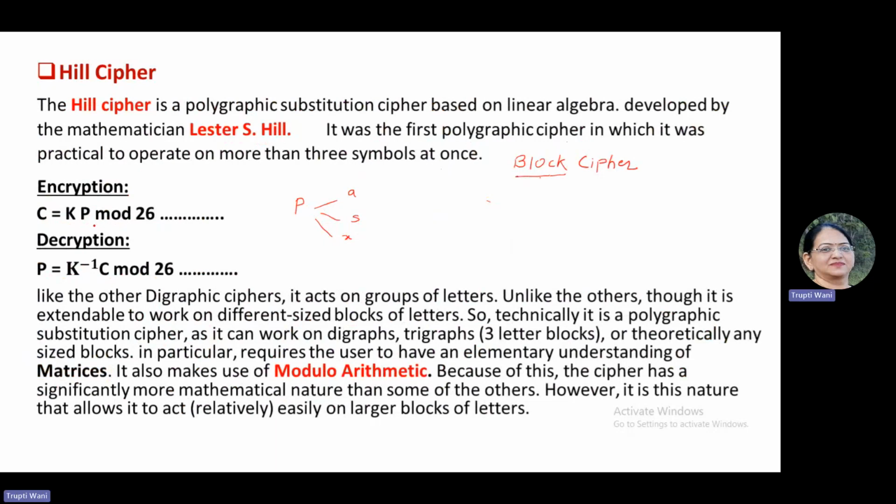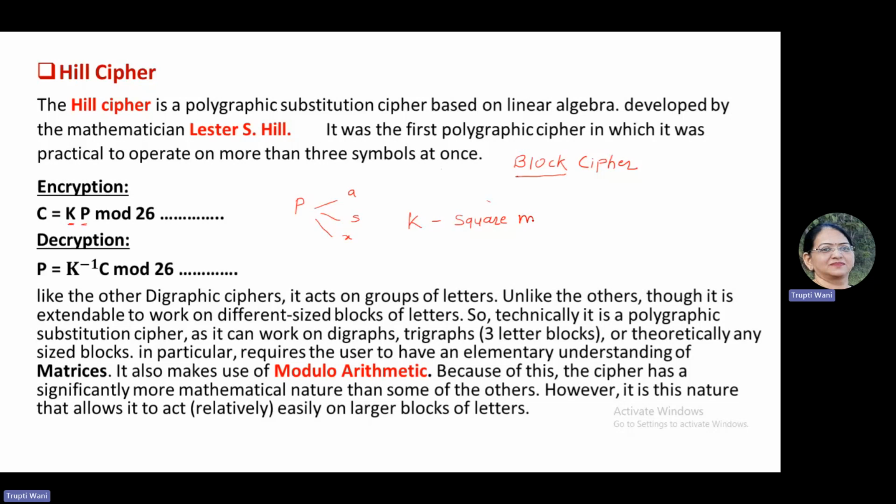Now, in Hill cipher, there is a matrix multiplication. It means that this key is in the form of a matrix. For P also we require a vector, a matrix vector. So there is a matrix multiplication. Now the size of this P vector depends on the size of K. K is always a square matrix, so K should be a square matrix.